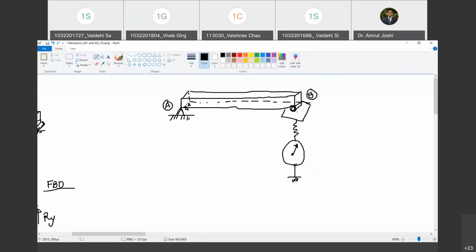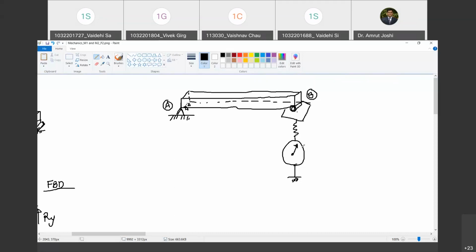Yes, sir. If I push the spring down by F, spring also offers the reaction equal to F on my hand. So therefore, whatever is the reaction offered by this roller support on this beam is same as the spring force, which can be read by this dial gauge. Agreed?